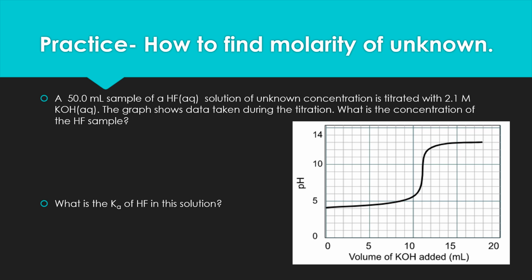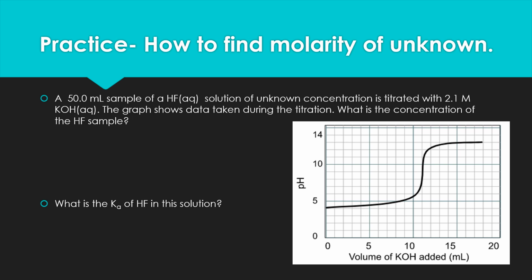A 50 milliliter sample of HF, an aqueous solution of unknown concentration, is titrated with 2.1 molar potassium hydroxide. The graph shows data taken during the titration. What is the concentration of the HF sample?